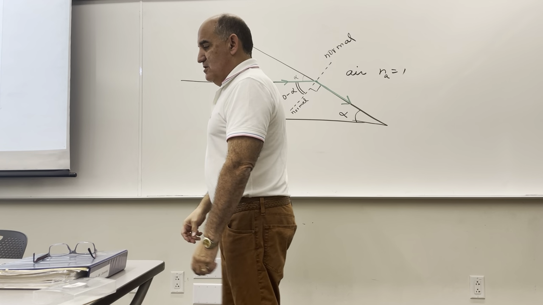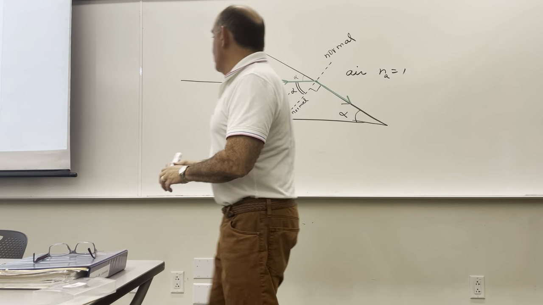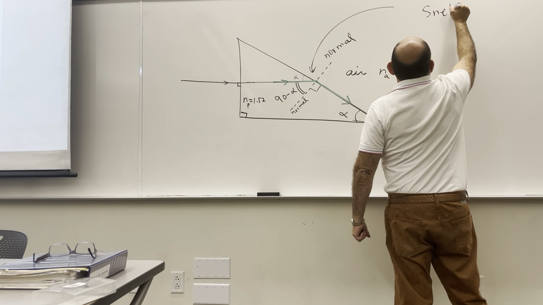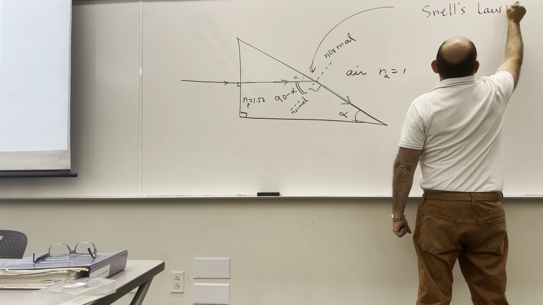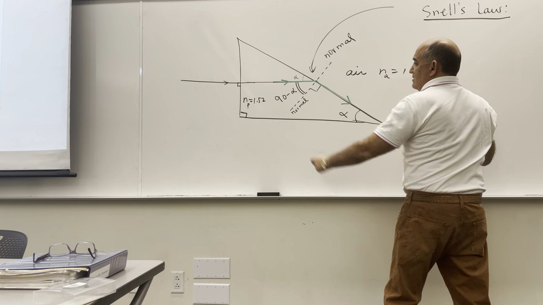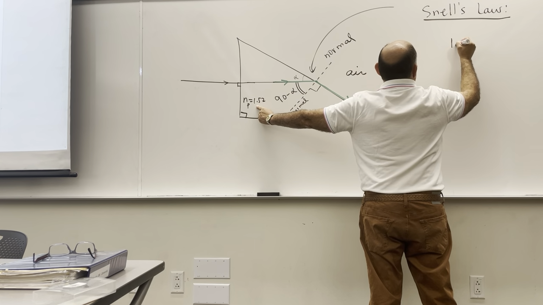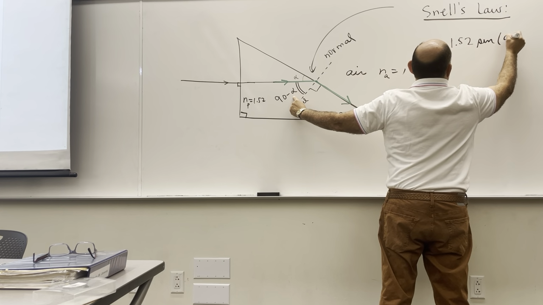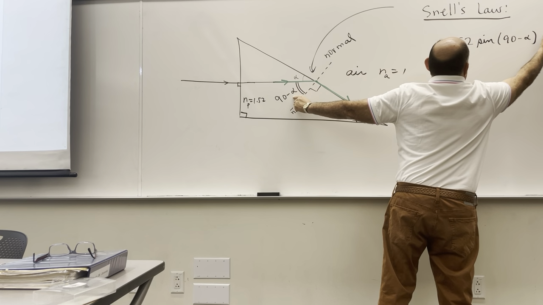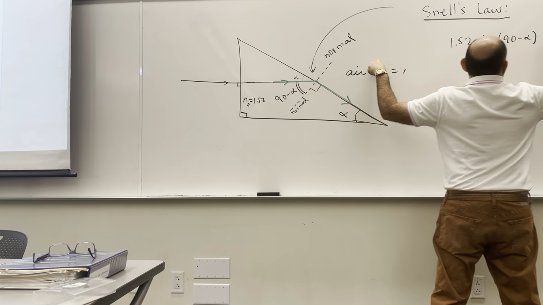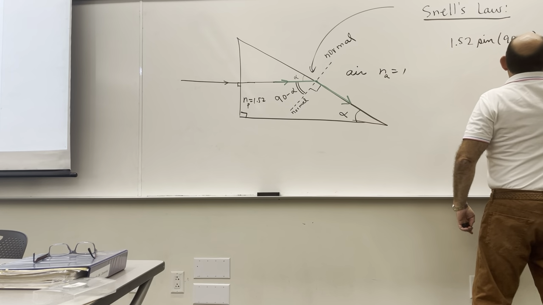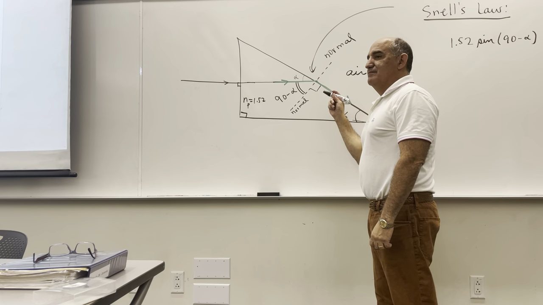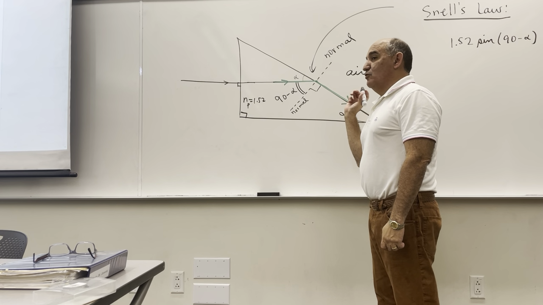Right. So therefore, if you apply Snell's law to that surface, it's the index of refraction of the prism times the sine of the angle of incidence in the prism equals the index of the other medium, which is 1, times the sine of the angle of refraction. But what is the angle of refraction outside? No, the angle of refraction.